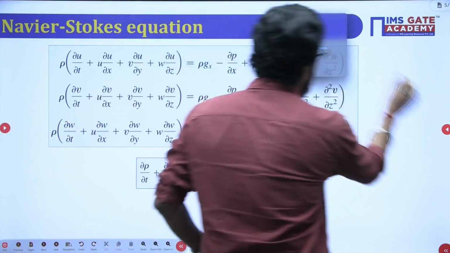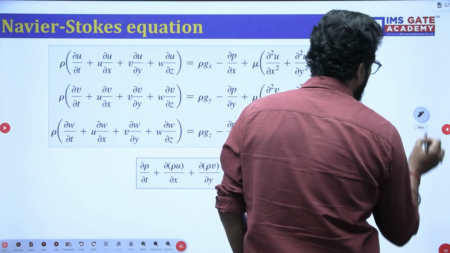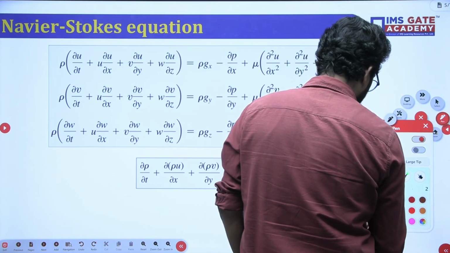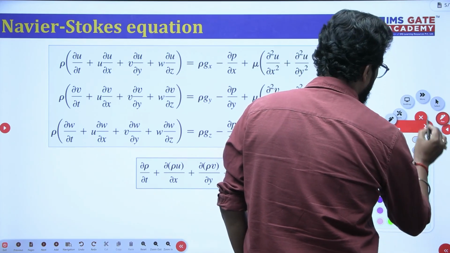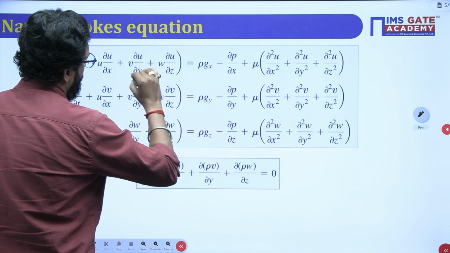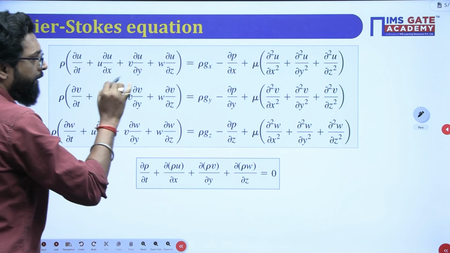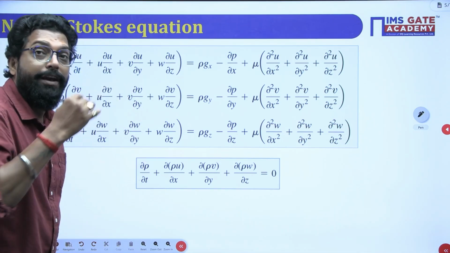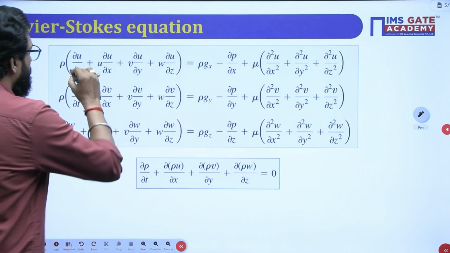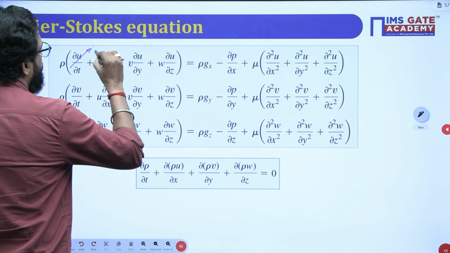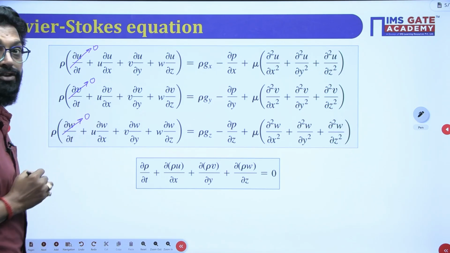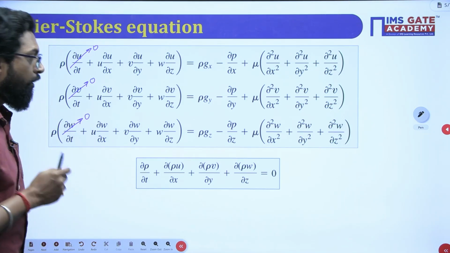If the flow is two-dimensional, then we have to disregard some terms. When you analyze the boundary layer equation, the flow is steady. The flow is steady, so all the unsteady terms vanish. The flow is steady, so this is 0. Why? Because the flow is steady and the flow is two-dimensional.